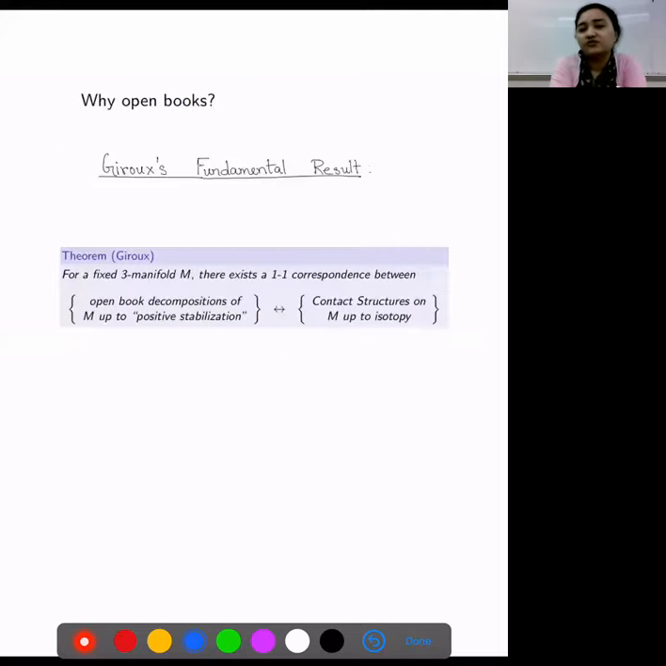Okay, now why open books? Why are open books so important in contact geometry? This is due to Giroux's fundamental result. Giroux's theorem tells us that for a fixed three-manifold, there exists a one-to-one correspondence between open books up to positive stabilization, which is an operation on open books, and contact structures up to isotopy. This result is so important because it allows us to move between two worlds: one is the topology world and the other is the contact geometry world.